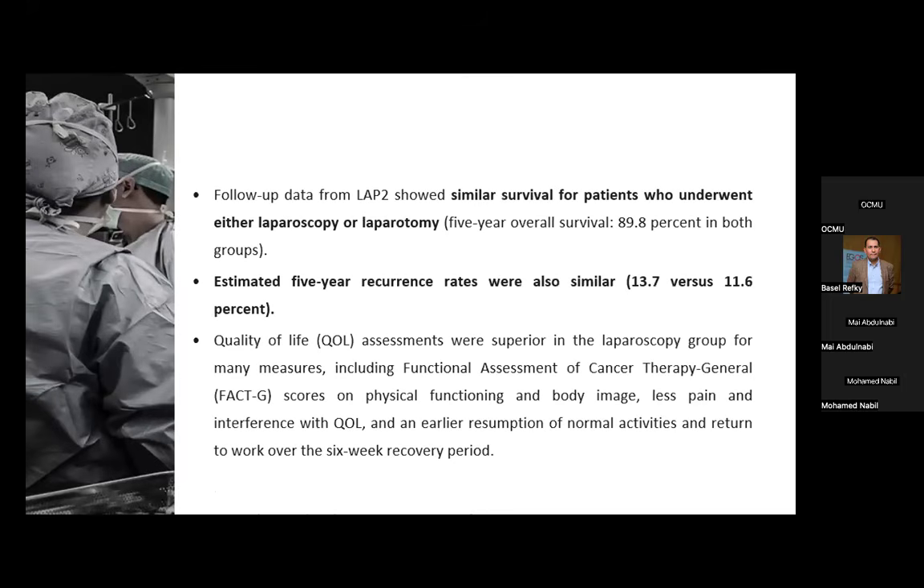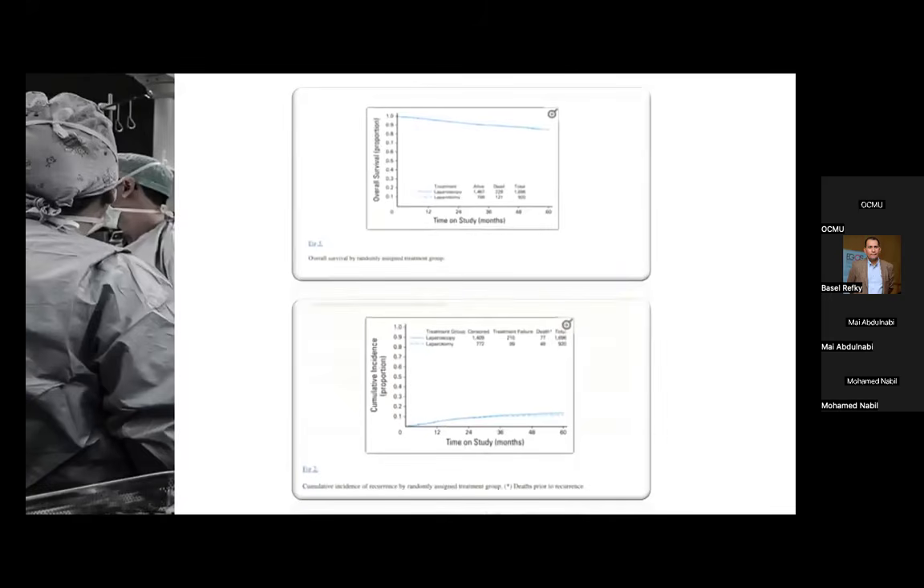The most important point was the follow-up data from LAP2 about survival and oncologic outcome, which is the main benefit of this technique: we have similar survival for patients who underwent either laparoscopy or laparotomy. The estimated 5-year recurrence rates were also similar between laparoscopy and laparotomy. Also, the quality of life assessments were superior in the laparoscopy group in many measures, like physical functioning, body image, less pain, and so on. This is the survival and recurrence between both groups in the LAP2 study, nearly identical between the open and the laparoscopic group. And of course, the laparoscopic group had much more favorable post-op sequelae.